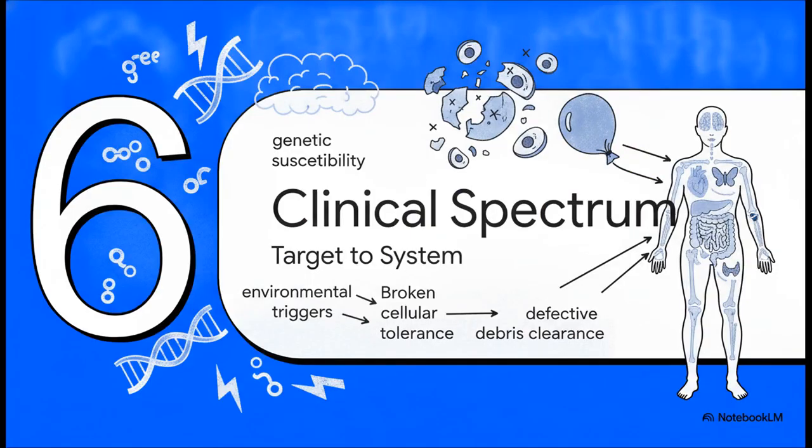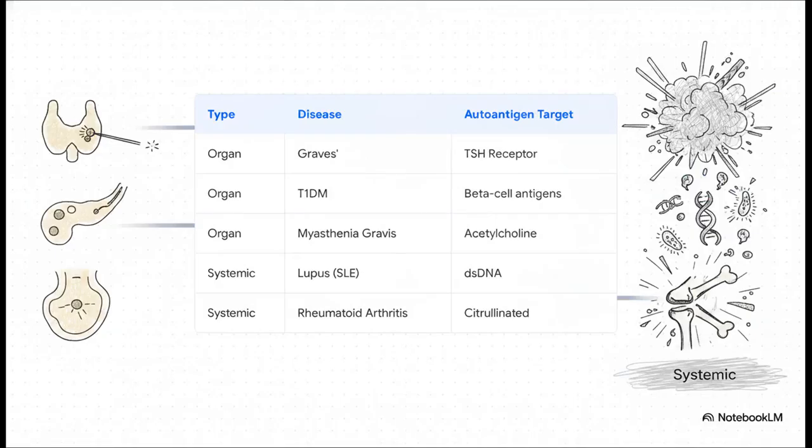Finally, Section 6, the clinical disease spectrum. Let's pull this all together. When we combine genetic susceptibility, environmental triggers, broken cellular tolerance, and defective clearance, we arrive at the clinical outcome. And it exists on a vast spectrum. On one end, we have highly targeted, organ-specific attacks. Graves' disease takes laser-focused aim at the TSH receptor in the thyroid. Type 1 diabetes is directed entirely at beta cell antigens in the pancreas.